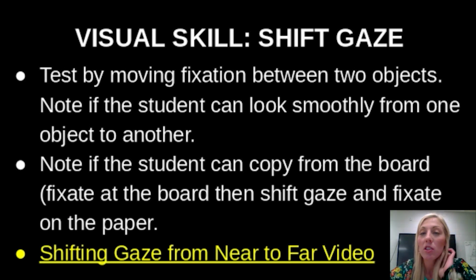The next skill that we use is shift of gaze. This is how you test by moving fixation between two objects, and you see if the student can look smoothly from one object to another. You want to know if the student can copy from the board, like if they are going to fixate at the board, which is a distance, and then shift their gaze and fixate on their near paper. A lot of our students, you can see it sometimes, have trouble copying from the board. Is that related to their shift of gaze? And this is a really good video that I like, and it shows how to assess shifting gaze from near to far.